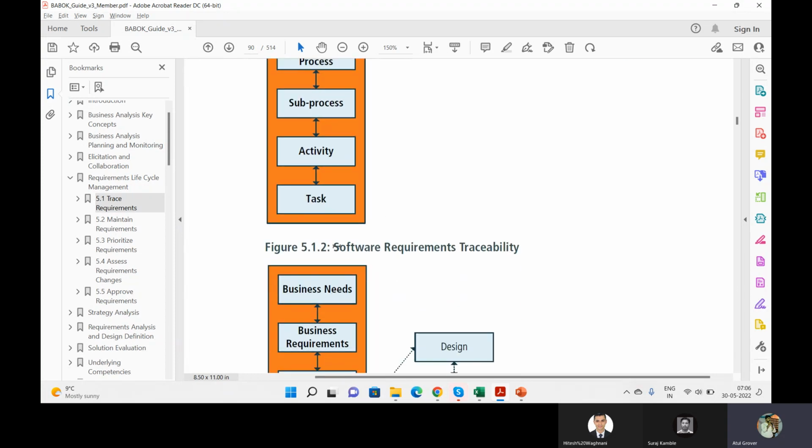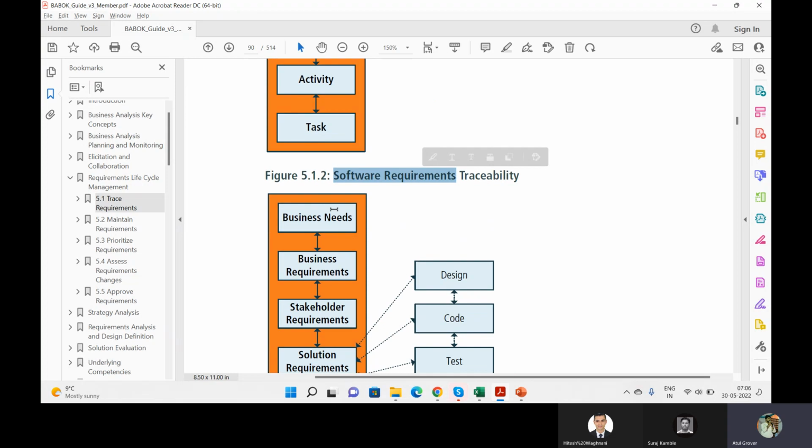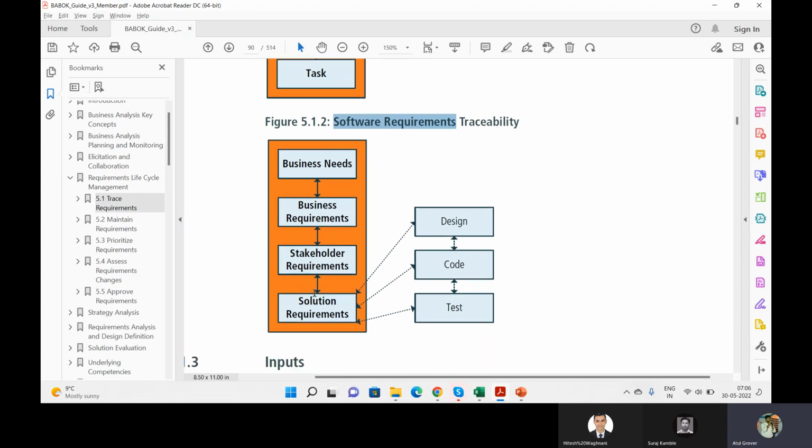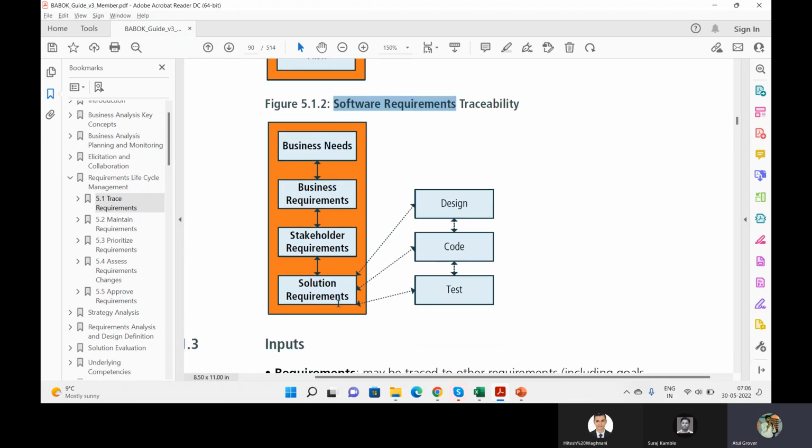Now, if you want to see the software requirement which I want to build: what is the business need? What is the business requirement? What is the stakeholder requirement? And what is the solution requirement? In solution, I have a design, I have code, I have a test. Maybe tomorrow, if I get a hardware requirement traceability, I have something similar, but with different names. क्योंकि हार्डवेयर में हो सकता है शायद टेस्ट नहीं, कोड नहीं होगा, बट डिजाइनिंग तो होगा, उसका अलग से डिजाइन करना पड़ेगा आपको, उसको टेस्ट करना पड़ेगा आपको.